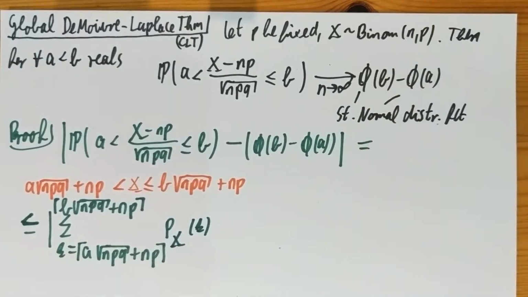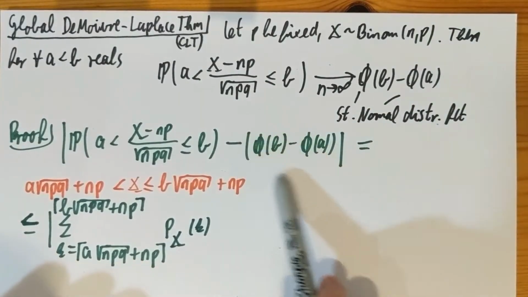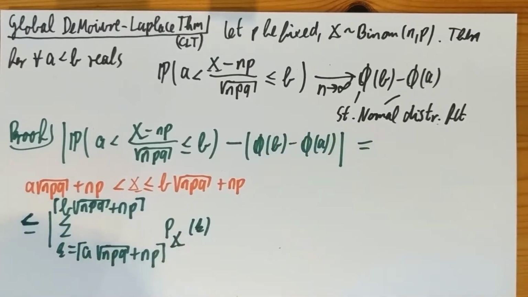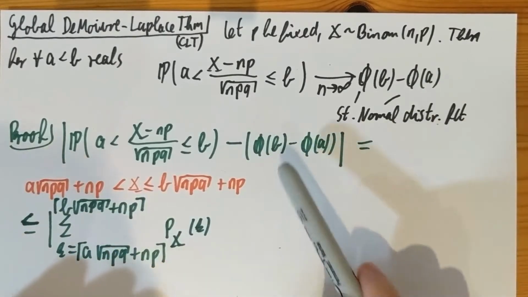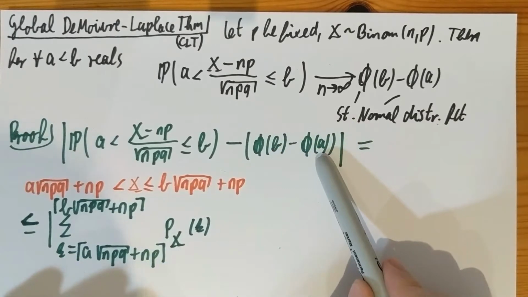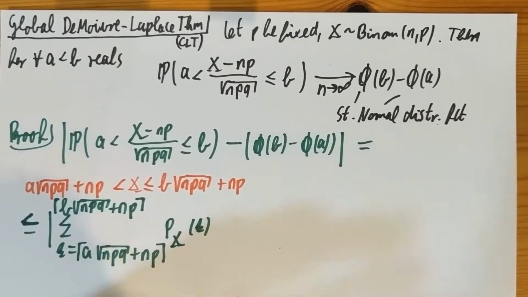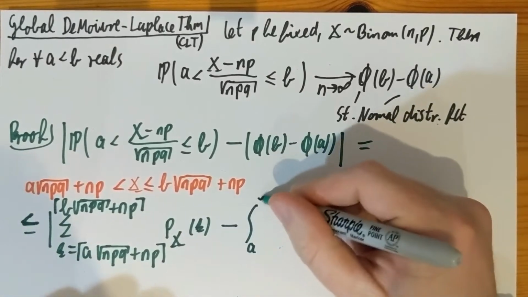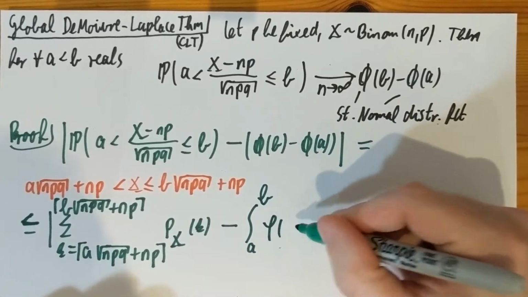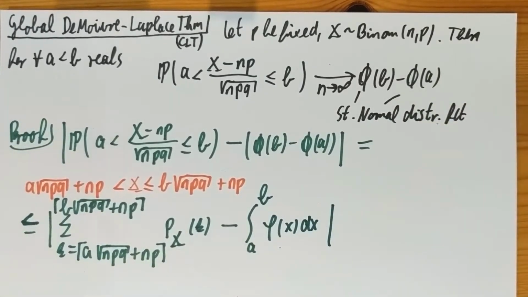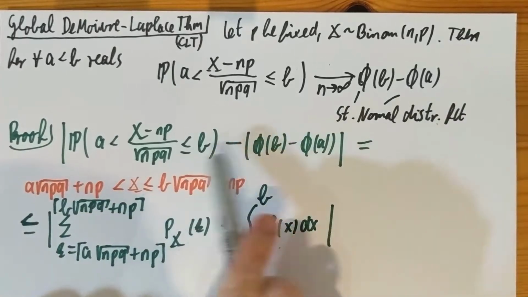Okay, and this part here is the distribution function of standard normal. Phi of b is the integral from minus infinity to b of the standard normal density. Phi of a is the integral from minus infinity to a. Together, this difference will be the integral from a to b of the density of standard normal. Okay, so this is what I can write for that difference.